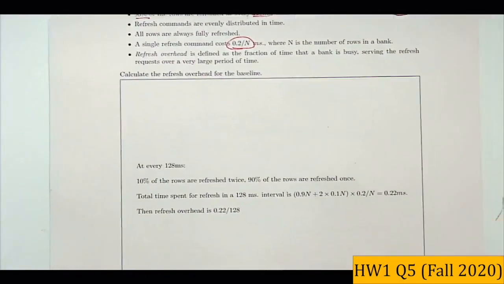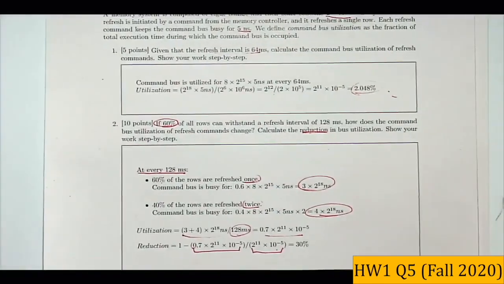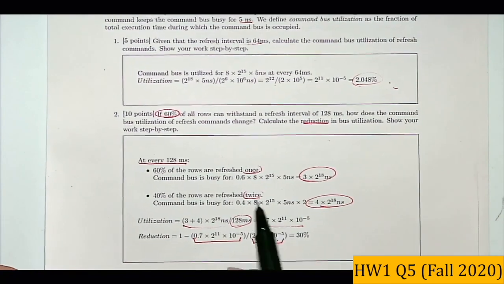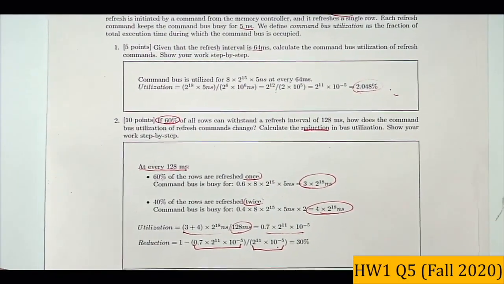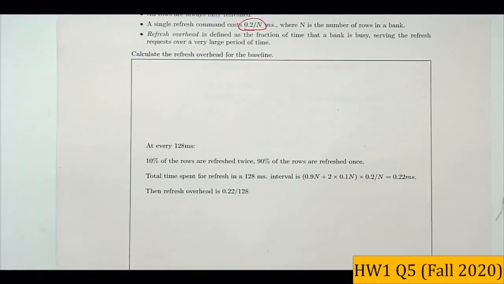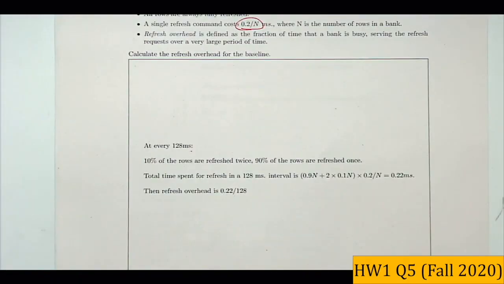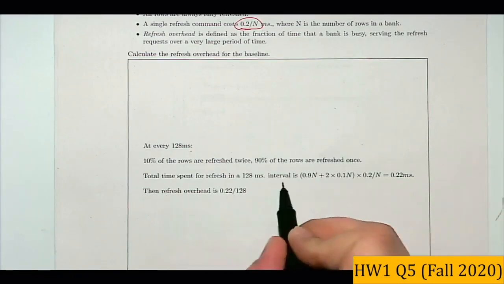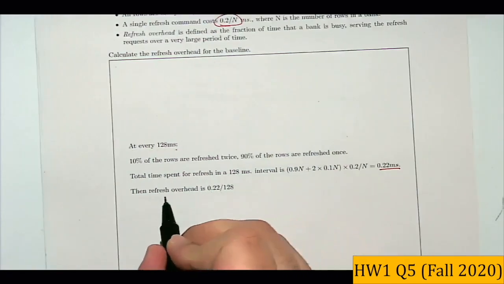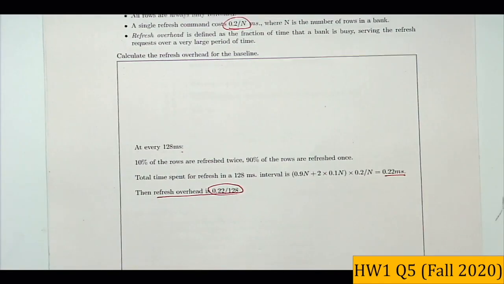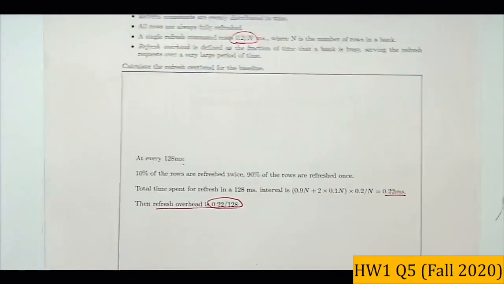Okay, so again, I do the same thing that I did in the second part of the first question in the basics. Remember, 60% was being refreshed once every 128 milliseconds, and the 40% were being refreshed twice. So it's the same story here again. Looking at every 128 milliseconds, 10% of the rows are refreshed twice, and 90% are refreshed once. When we add up their costs, we see that the bank is occupied for 0.22 milliseconds for every refresh. And this happens every 128 milliseconds, so the refresh overhead is this number here, okay? So this was our baseline and the answer of this question.